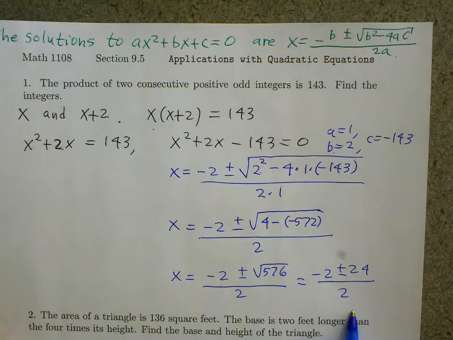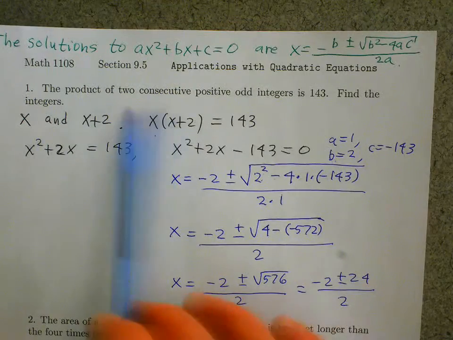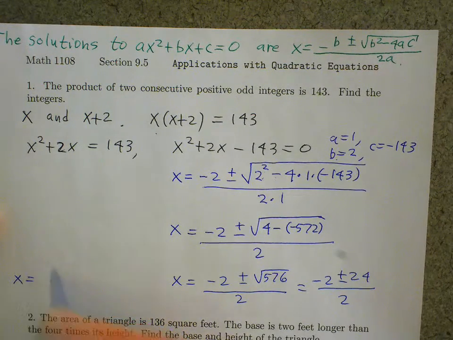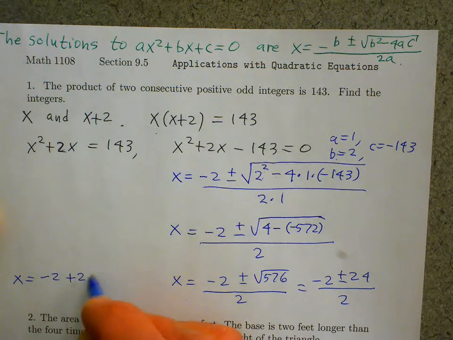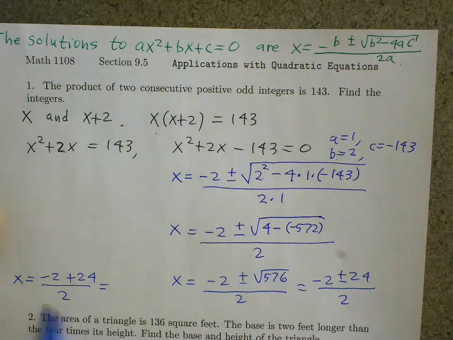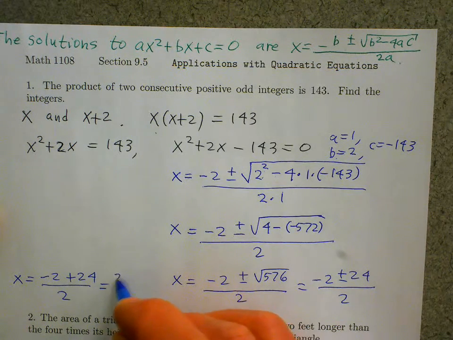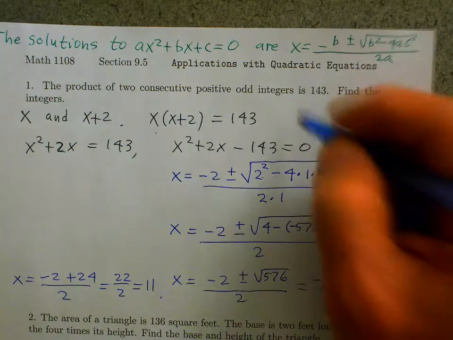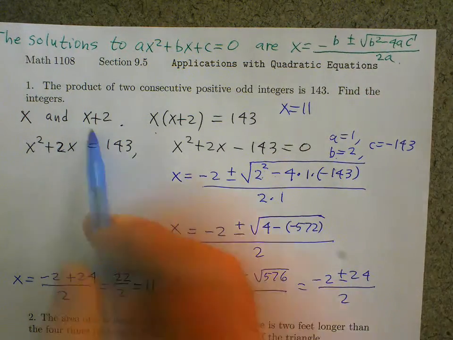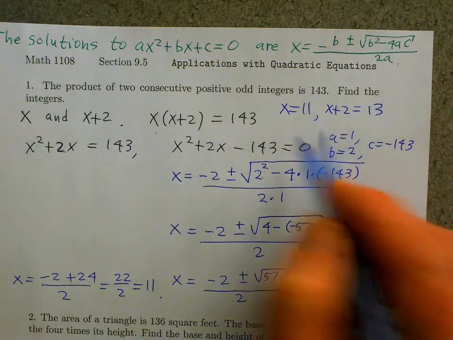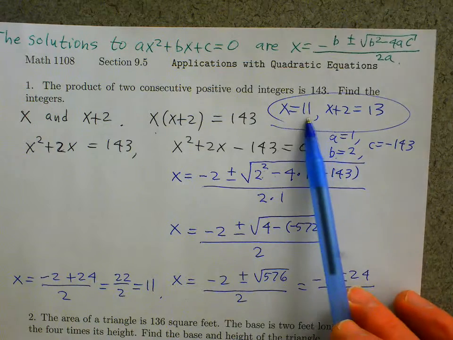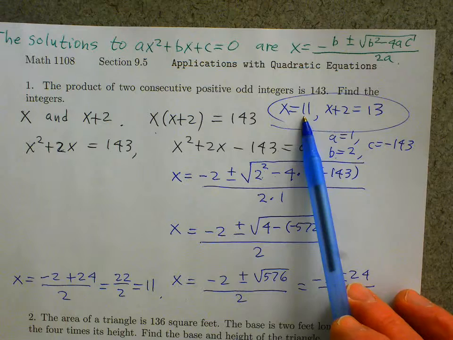This equation has 2 solutions. One is positive and one is negative. But we want the positive solution. So we'll pick the solution we get when we add: negative 2 plus 24 divided by 2. Negative 2 plus 24 is 22. 22 divided by 2 is 11. So one of our numbers is 11. The other one is x plus 2, which is 13. So 11 and 13 are obviously consecutive odd integers, and we can verify by multiplying that the product 11 times 13 is 143.